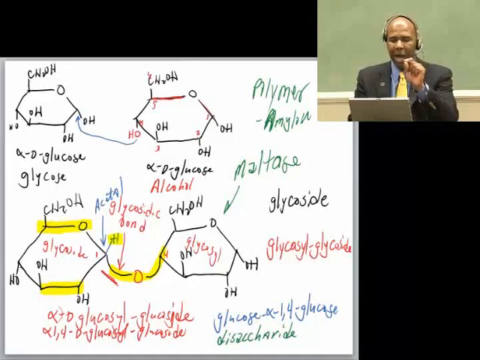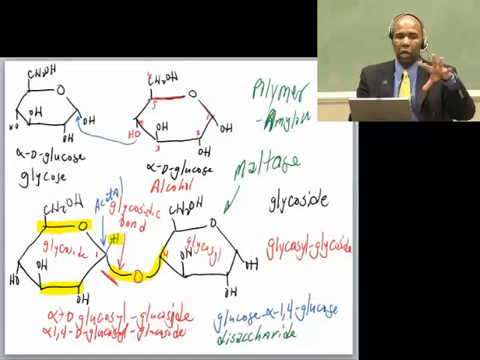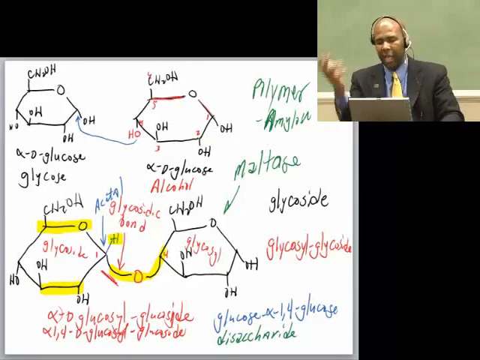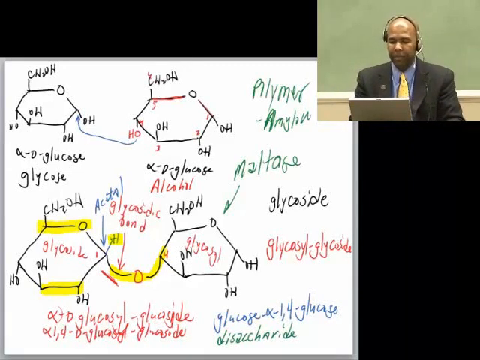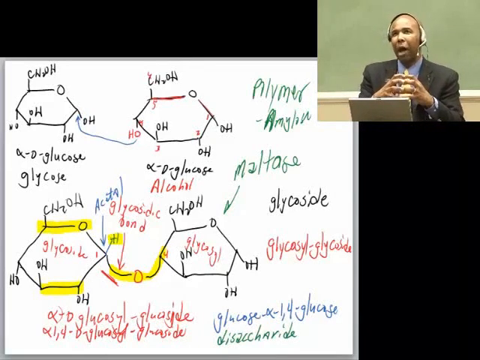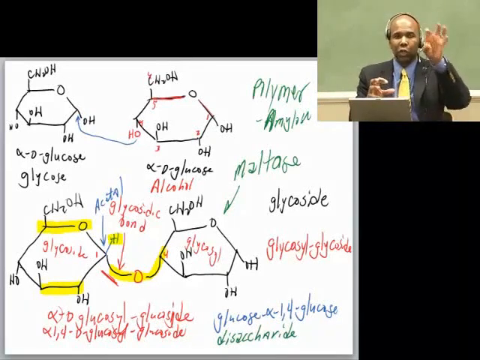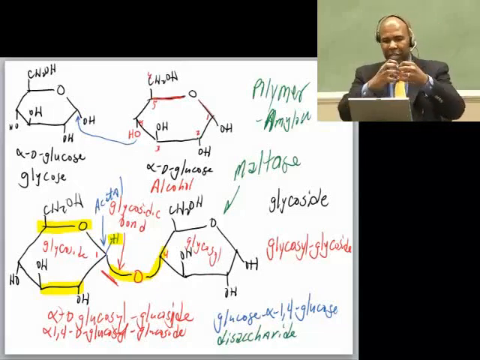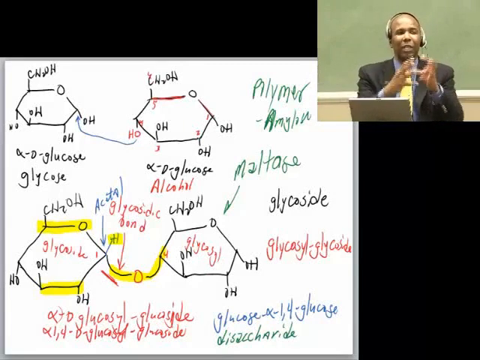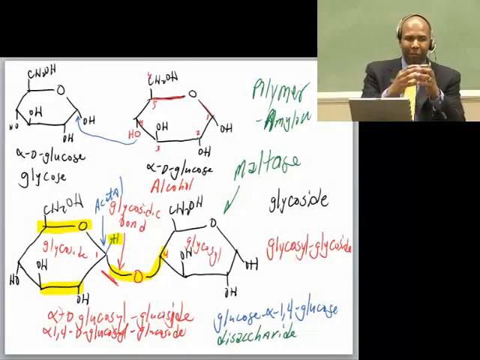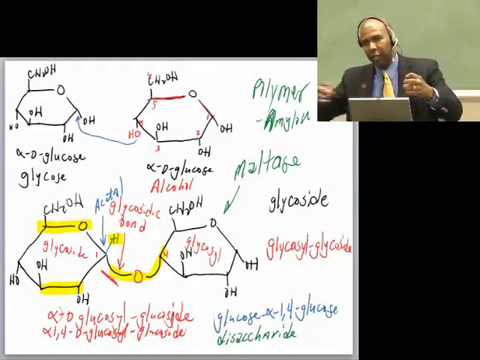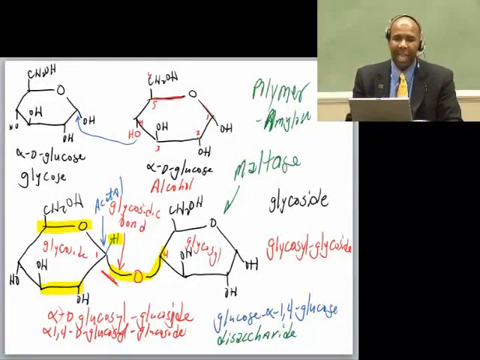What's the name of the bond between a glycose and an alcohol? A glycosidic bond. What's the name of the polymer of glucose with alpha 1,4 linkage? What's the name of that polymer? Amylose. Amylose. The last question. What's the name of the polymer when you have beta 1,4 linkages of glucose? Cellulose.